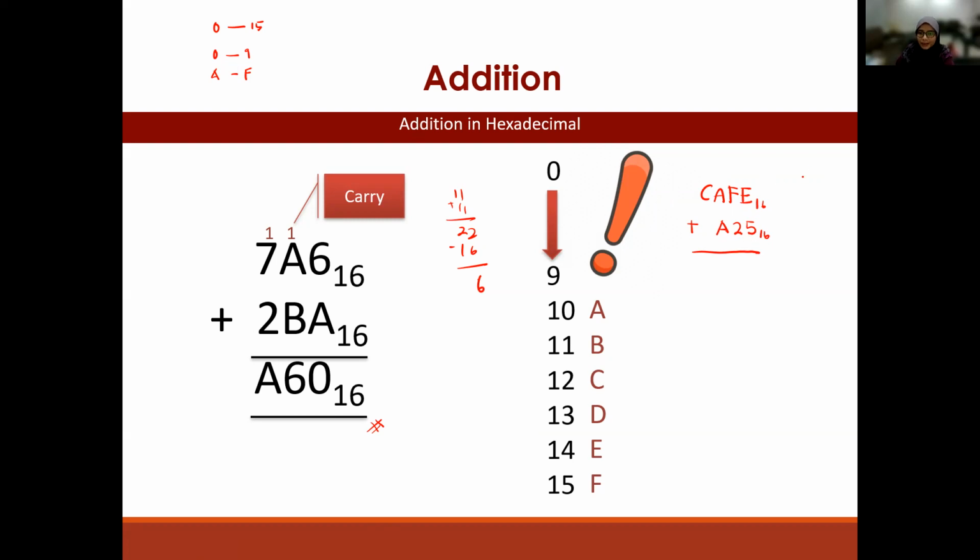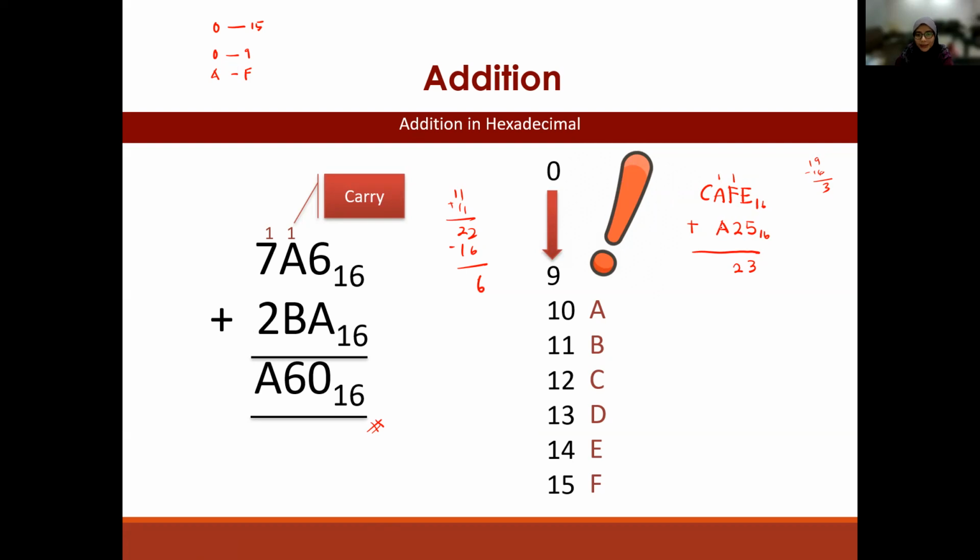19 minus 16 is equal to 3, so 3 here, and we have 1 carry. 1 plus F, F is equal to 15, so 1 plus 15 equal to 16. 16 plus 2 equal to 18. 18 minus 16 equal to 2, and then we have 1 carry.